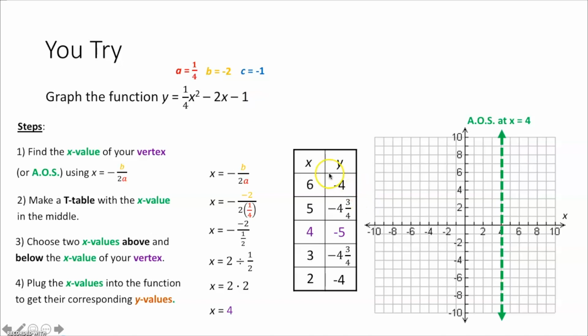Now we plot each of these. So 6 comma negative 4, I go over 6 on the x-axis, down 4 on the y-axis, put a point. 5 comma negative 4 3/4, so I go over to 5 on the x-axis, down negative 4, and then 3/4, so almost to negative 5, put a point. Then 4 comma negative 5, I go over 4 on the x-axis, down negative 5 on the y-axis, put a point. 3 comma negative 4 3/4, I go over 3 on the x-axis, down negative 4, and then 3/4, so almost to negative 5, put a point. And then 2 comma negative 4, I go over 2 on the x-axis, down negative 4 on the y-axis, put a point. Draw a parabola going through those, and I'm done.